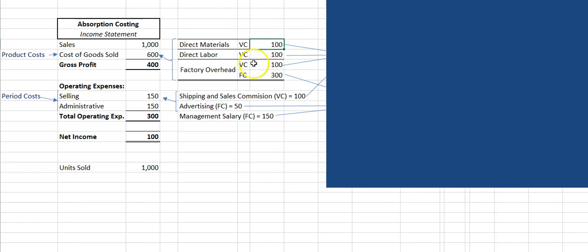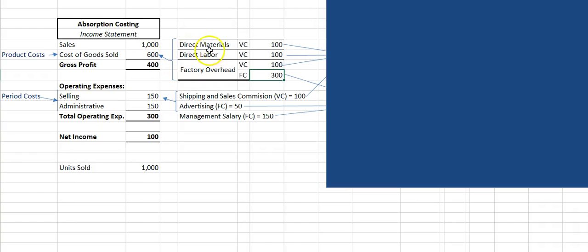Direct material was $100, direct labor was $100, and factory overhead was $400. $100 of which was composed of variable, let's say something like factory utilities, because utilities go up as production goes up, right? And 300 was fixed. So now you've been able to identify the different categories that fall in here.